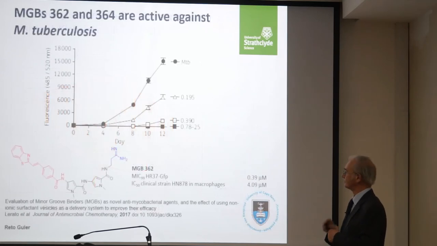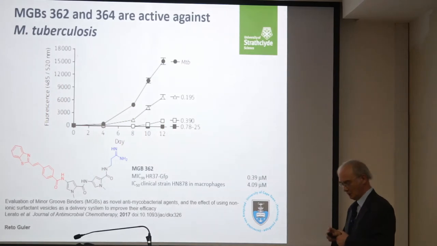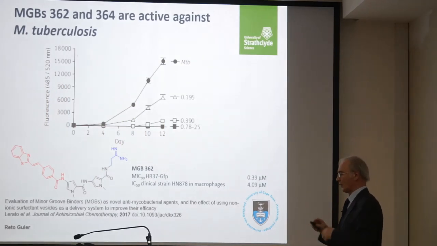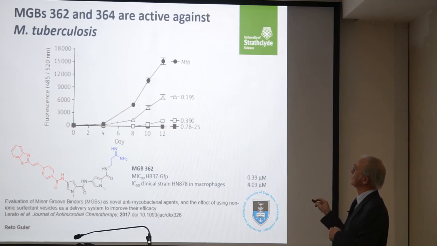from the University of Huddersfield. In terms of mycobacteria, which also have cell wall problems for drugs getting through, two compounds in particular, 362 and 364, have shown significant activity against Mycobacterium tuberculosis in the laboratories of Rita Gula at the University of Cape Town. These are some of his data showing the untreated cells and the treated cells showing very, very little activity indeed.